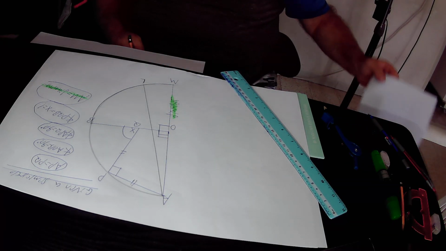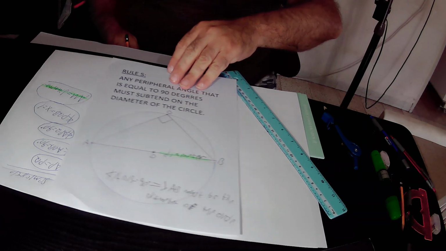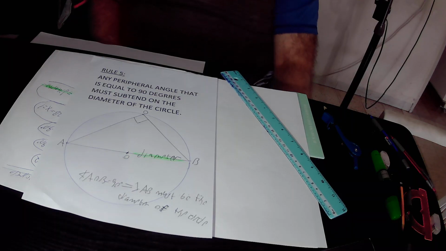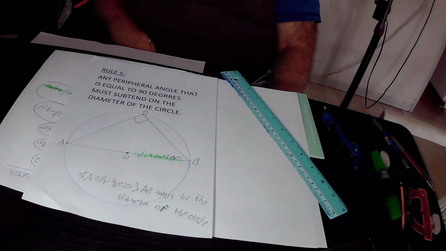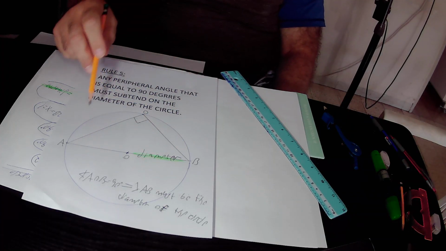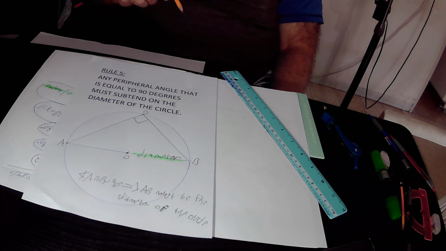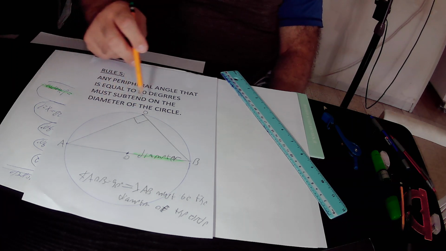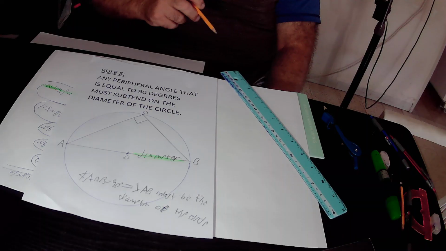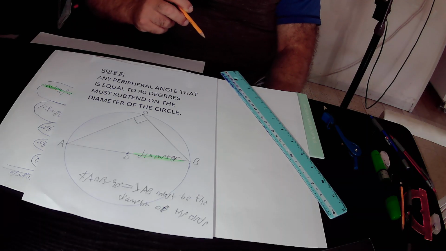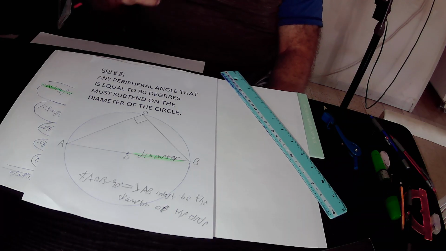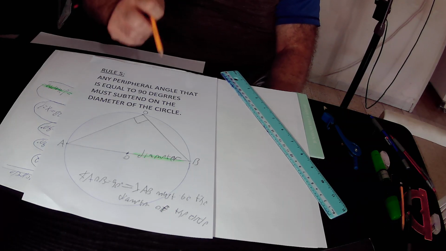So if we click on rule 5, according to rule 5, any peripheral angle that is equal to 90 degrees must subtend the diameter of the circle. So in the drawing we have a circle. This is peripheral angle AOB, that is equal to 90 degrees in size, and therefore peripheral angle AOB subtends AB, that is the diameter of the circle. So according to rule 5, any peripheral angle that is equal to 90 degrees in size must subtend the diameter of the circle.